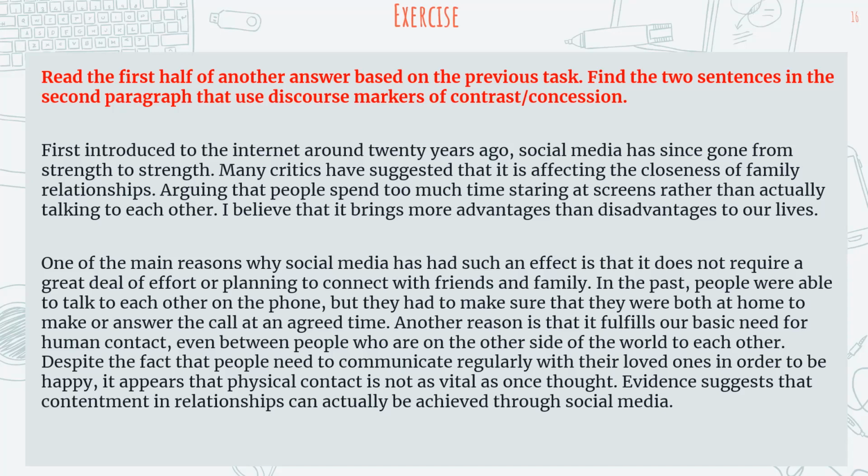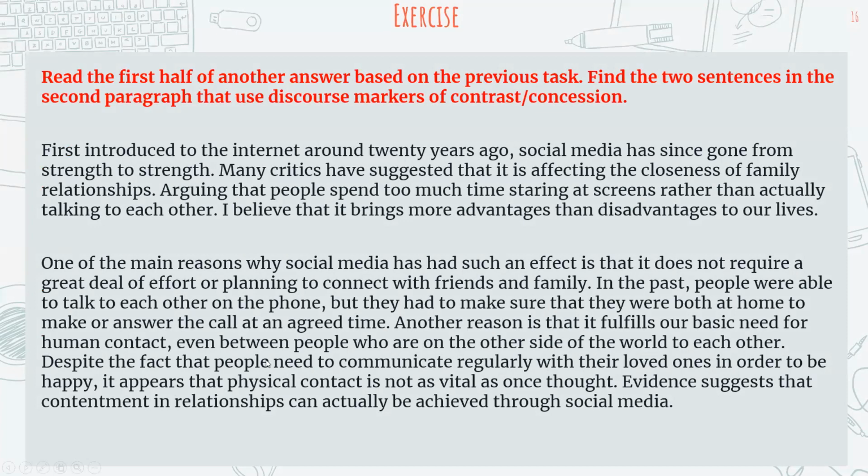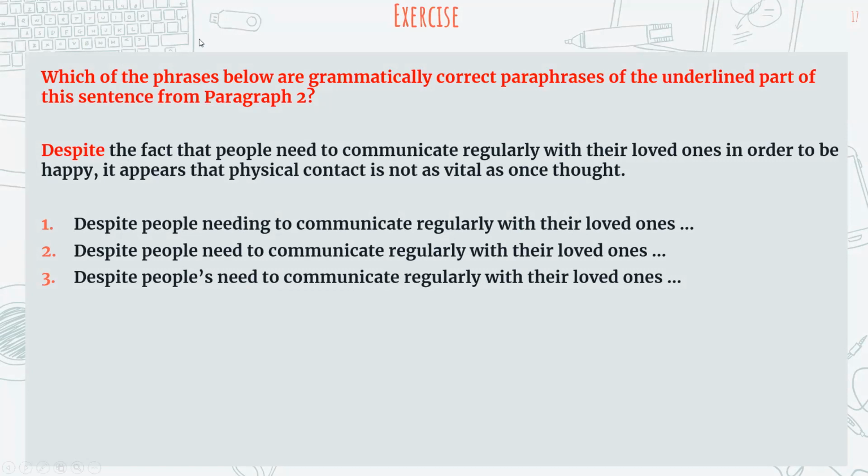Okay, so now I need to find the two cohesive devices or discourse markers. Okay, as you can see, here we have despite the fact. Despite, of course, is a cohesive device or a discourse marker, and we have another one here, but. But is used to create a compound sentence, and despite is used to create a complex sentence. Okay, so now we need to practice using despite.